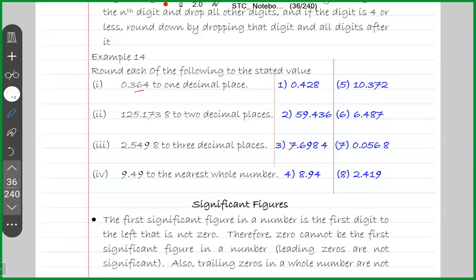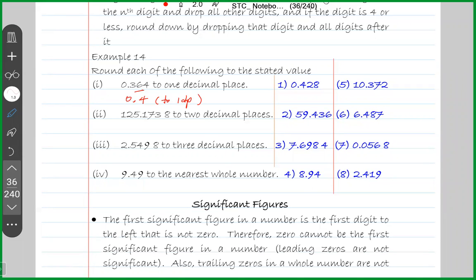So here, the digit I'm looking at is 6. Now, if the digit you're considering is 5 or more, you're going to add 1 to the digit before it. If it is 4 or less, you must drop it and every digit after it. So because the digit I'm looking at is 6, I'm going to add 1 to the 3. And so my answer is going to be 0.4 to 1 decimal place. So if I round a number to 1 decimal place and I'm finished, I must have only 1 decimal place in my answer.